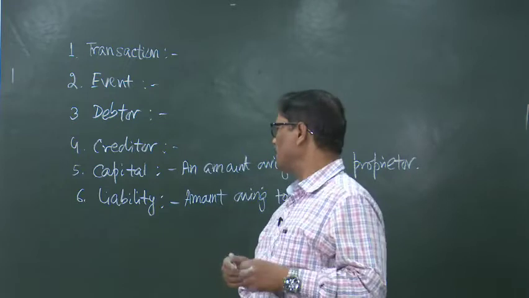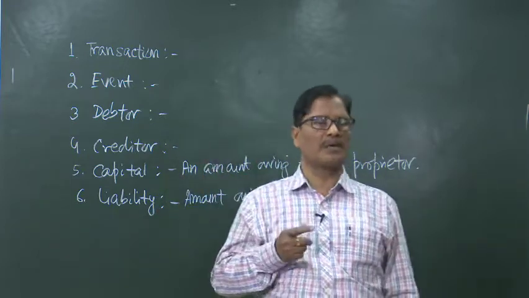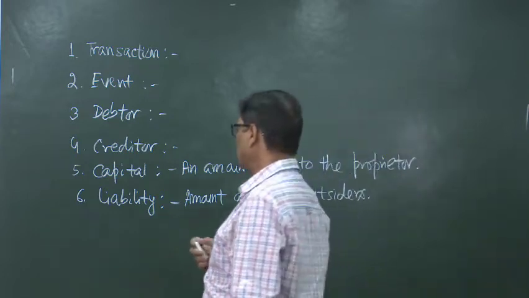A liability may be a creditor, a loan, or a bank overdraft. There are so many examples of liability. Now, coming to asset.